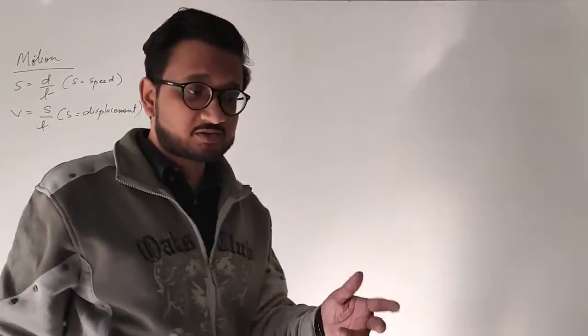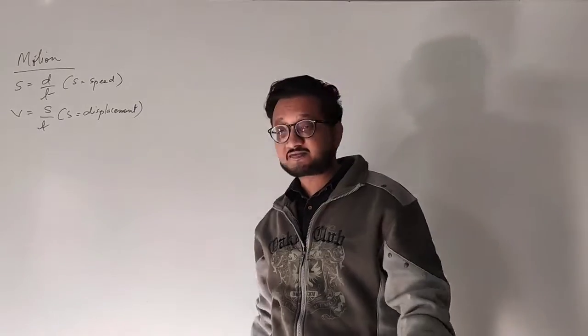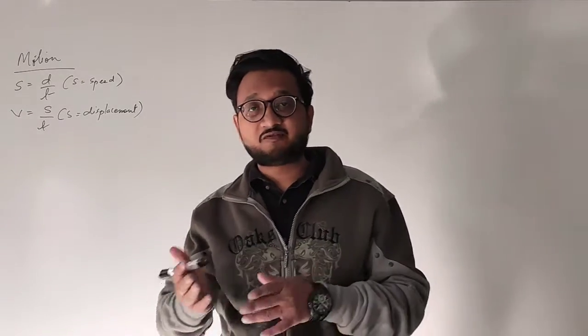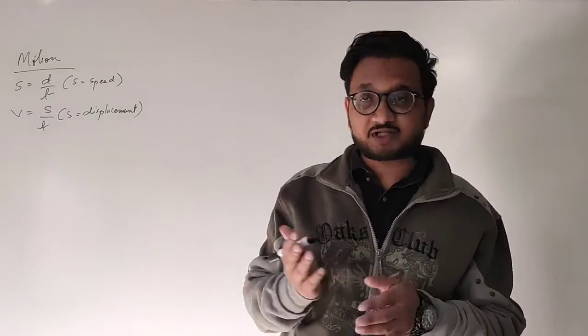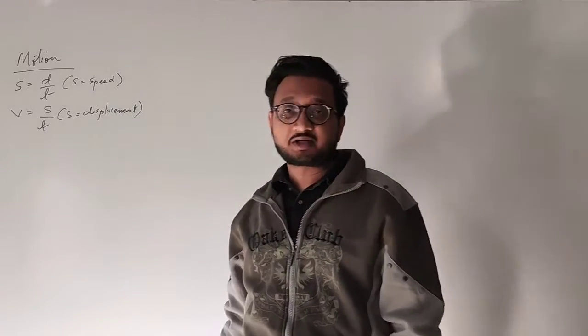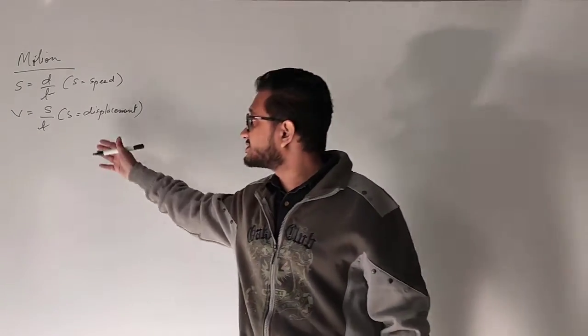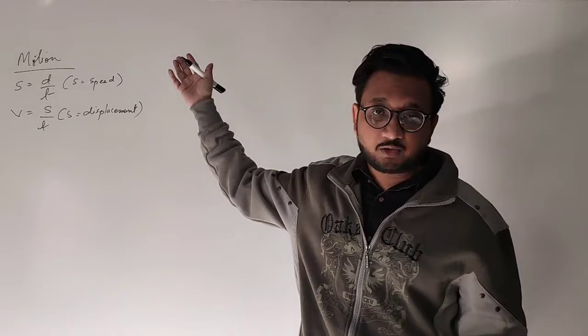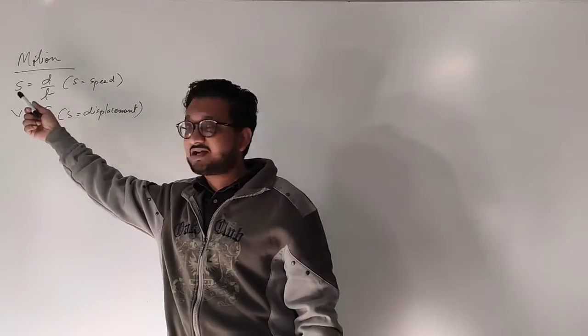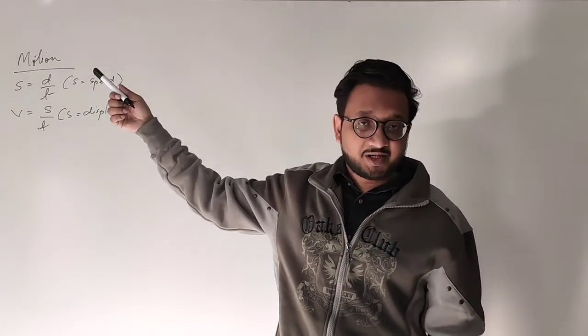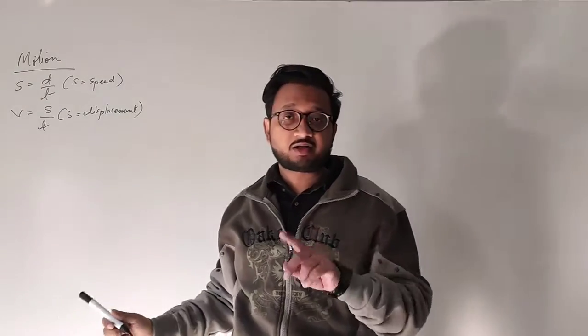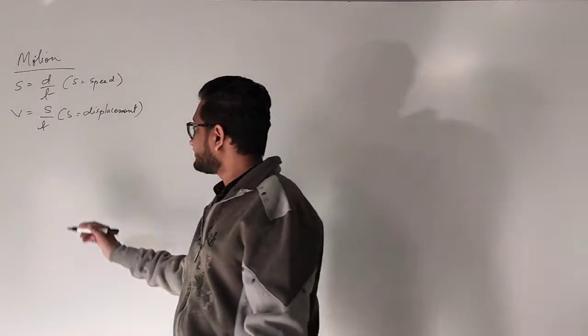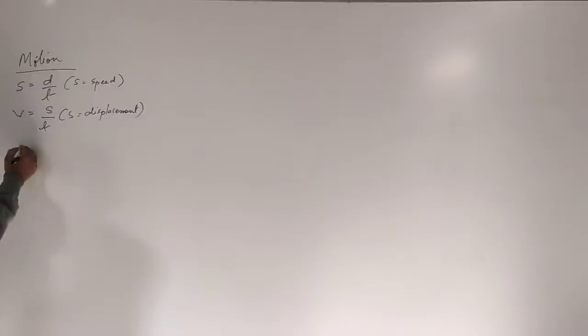From now onwards we will be using velocity instead of speed, because now we know the difference between scalar quantities and vector quantities, and we will be dealing with vector quantities a lot. So remember this one, we already know, so don't get confused between S and S. That S is for speed and this S is for displacement. The next one was acceleration.